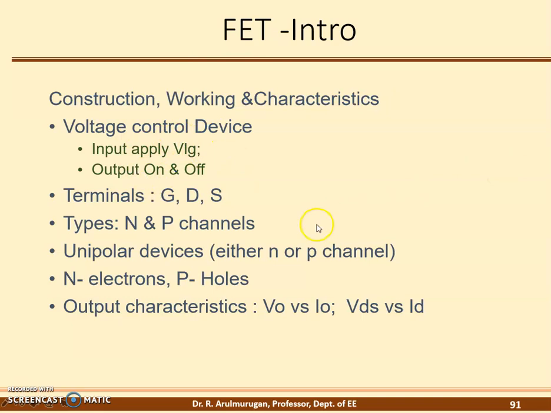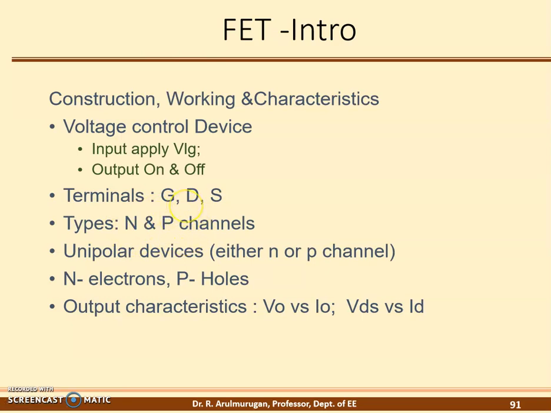Then next one, terminals. How many terminals? Gate, drain, source. It consists of 3 terminals. Then types of the FET, if they ask, you can say the N channel FET and the P channel FET. What is the N channel? The arrow is in the inward direction. For the P channel, the arrow is in the outward direction.